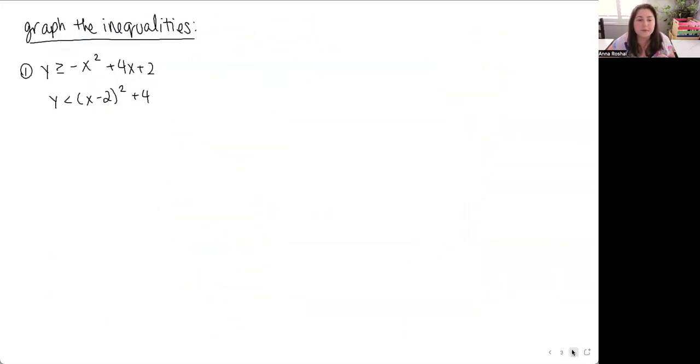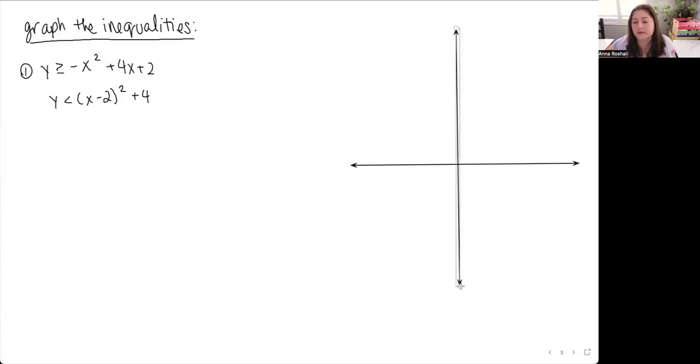Okay, now we're talking about inequalities, looking at what those things are. So if we take a look, we're still going to graph, right? So we still need x and y. We're going to label the x and y, and we are going to get started right away with this particular graph.